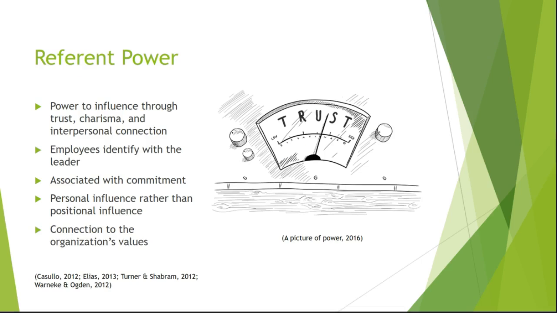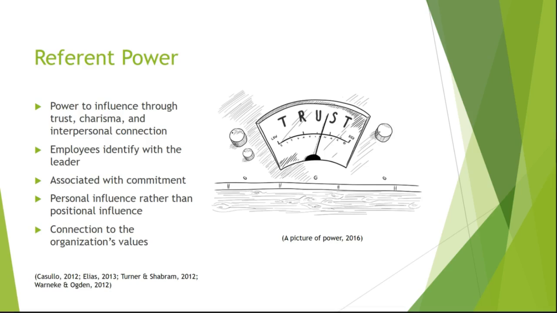Referent power is another form of personal power that stems from the leader's charisma and interpersonal connection with the employees. Power holders who have referent power build trust among their subordinates and the employees identify with the leader. This may be because of some personal characteristic that the leader possesses that resonates with the employees. Referent power is associated with commitment rather than compliance because the employees are more likely to agree with the things that are asked of them by a referent power holder.